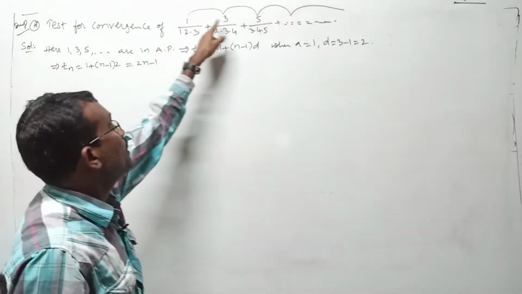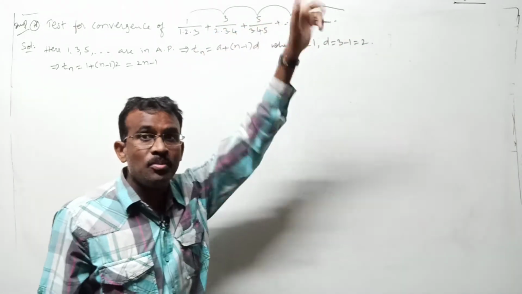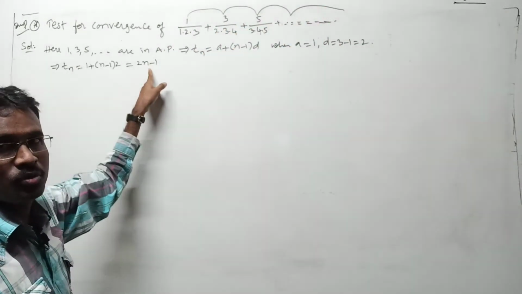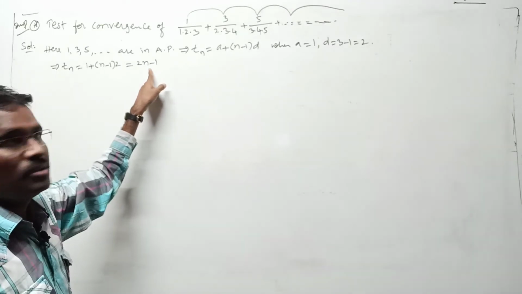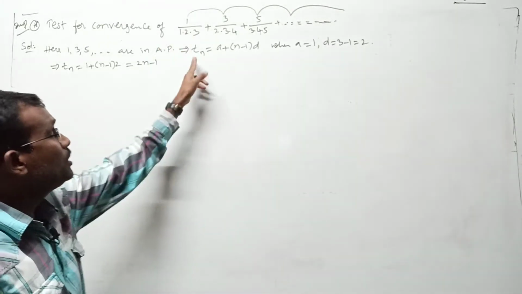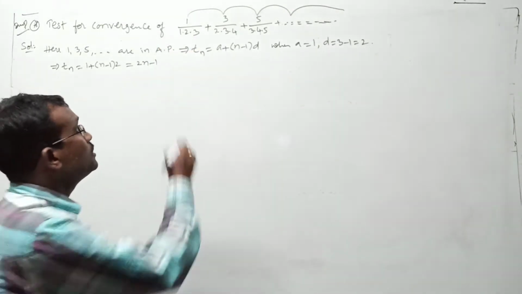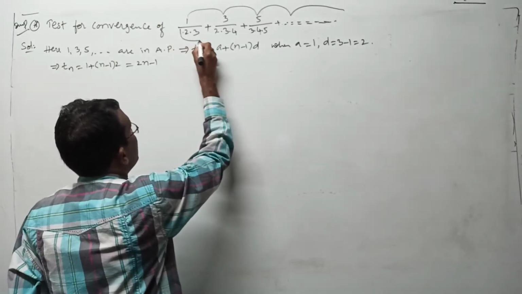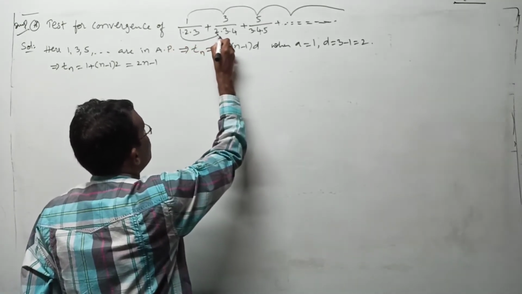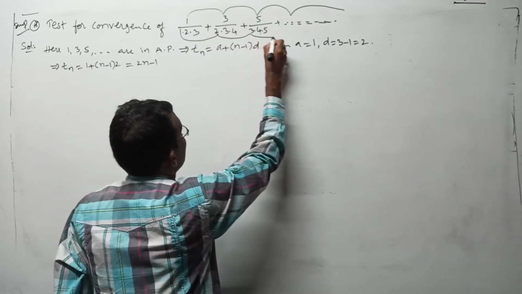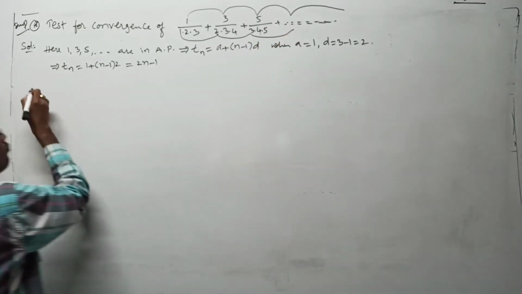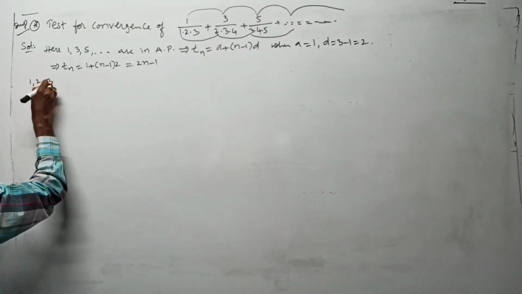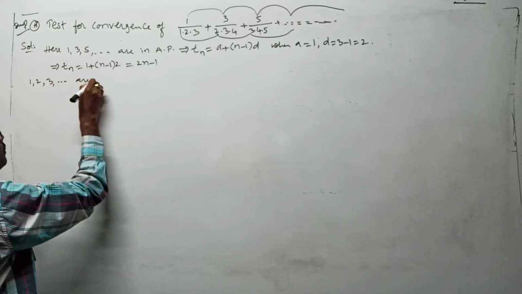Means in the numerator, un is 2n minus 1. This is your first term condition. By using this, proceed with the remaining conditions also. Next I want to take this 1 in the denominator, first term 1, 2, 3 and so on, which are in AP.